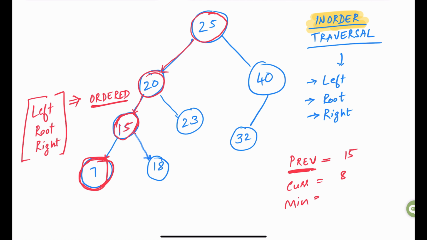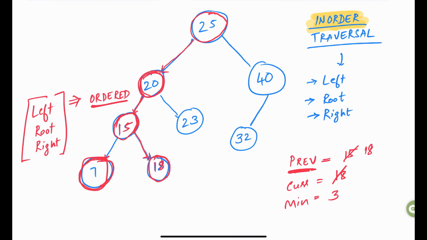As this iteration is done, now we'll replace the previous value with 15, and the current will be the right node of node 15, which is 18. The current difference is 3, which is smaller than the last value that we have saved. So we'll replace it and continue forward. For the next run, previous will become 18.